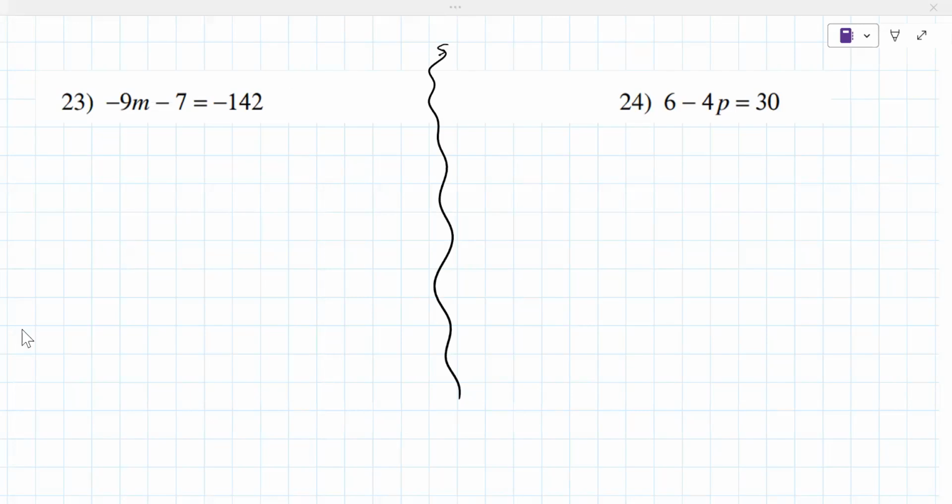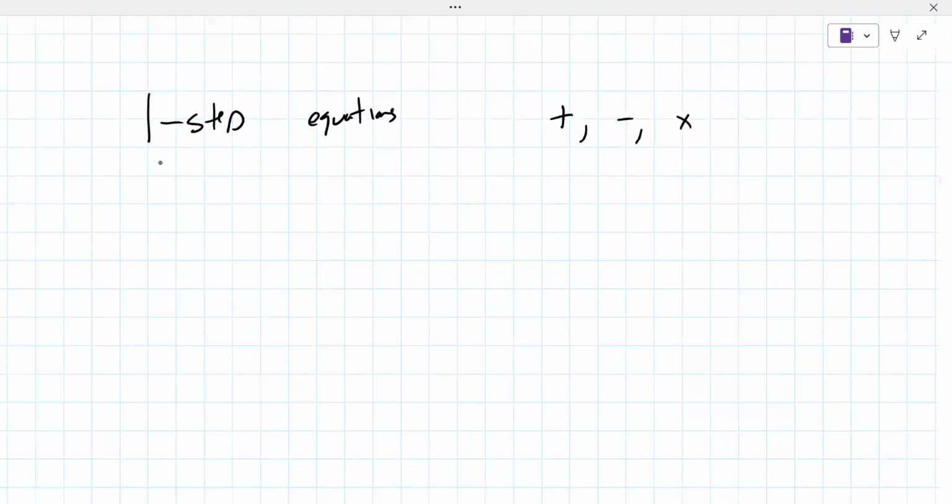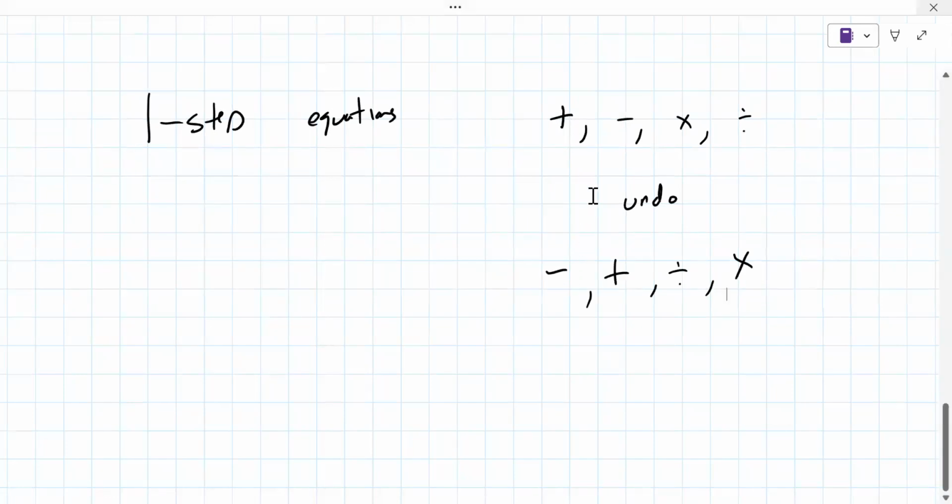All right. So I can just tell this isn't going to go well. So let's start with just one step equations. Okay. Let's just build a lesson from this. This will be a good place to start here. So there are four math operations that you know about: addition, subtraction, multiplication, and division. And you undo them with the following. You undo addition with subtraction, subtraction with addition, multiplication with division, and division with multiplication.